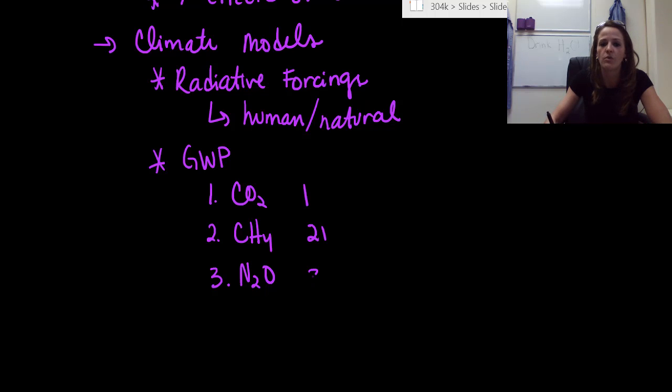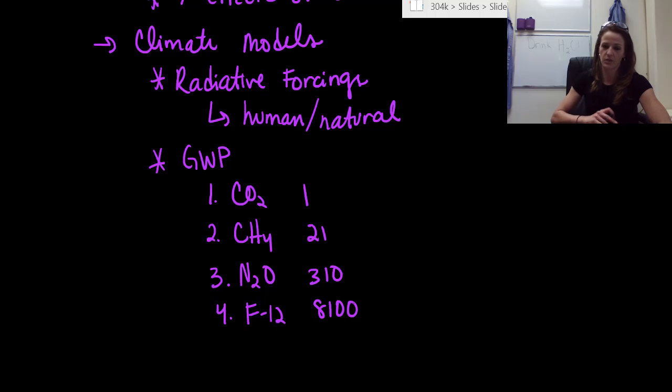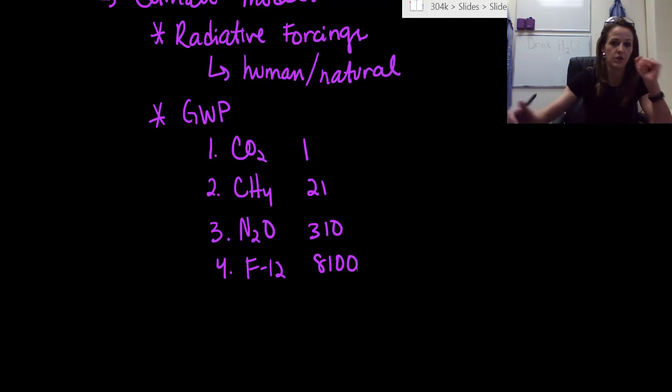We also have N2O, which has a value of 310, and then we have our Freon 12, which is my specific example here, but often our CFCs are around 8,100, so a ludicrously high value for our GWP. Those are the 4 you absolutely must know. There's no other way around it. You just need to memorize those.